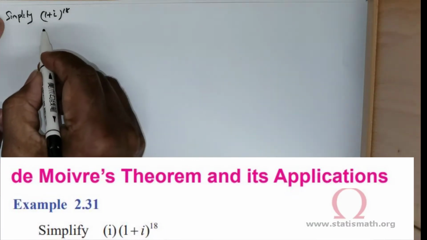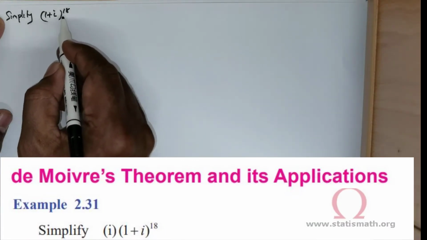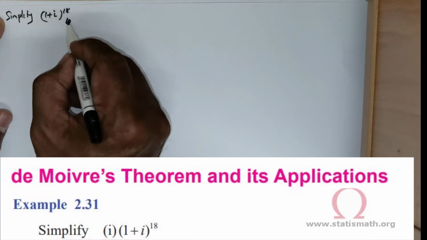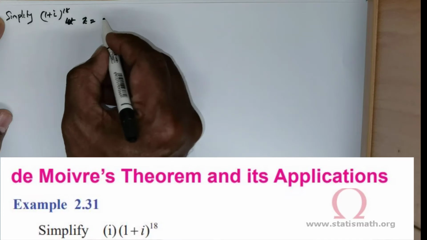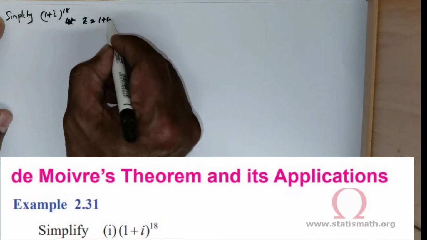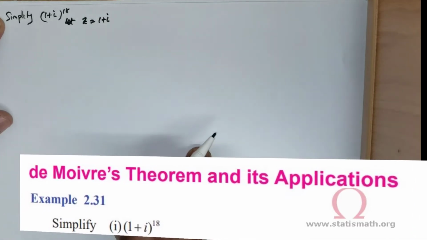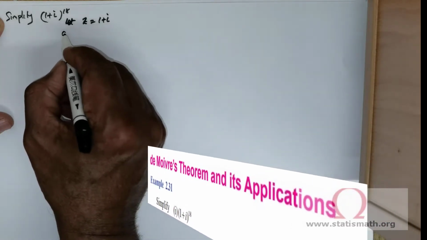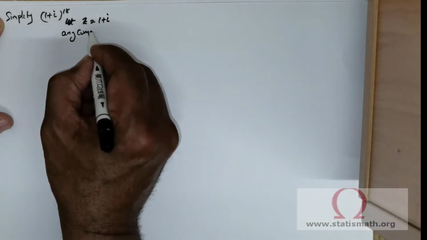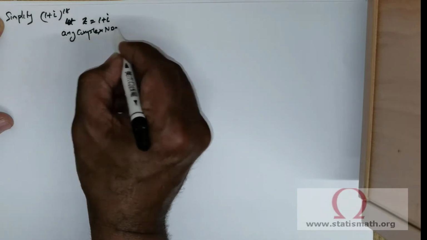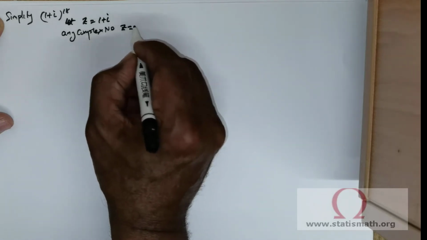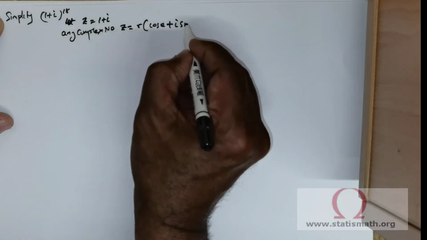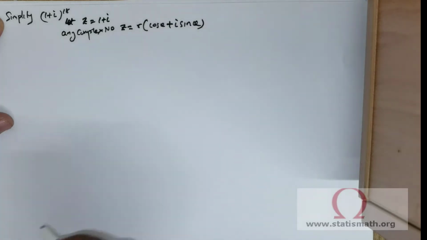Students, we are asked to simplify (1 + i) raised to the power 18. Foremost, let me consider this to be a z. Let z be equal to 1 + i. And we know that any complex number z is represented as r times (cos theta + i sin theta).